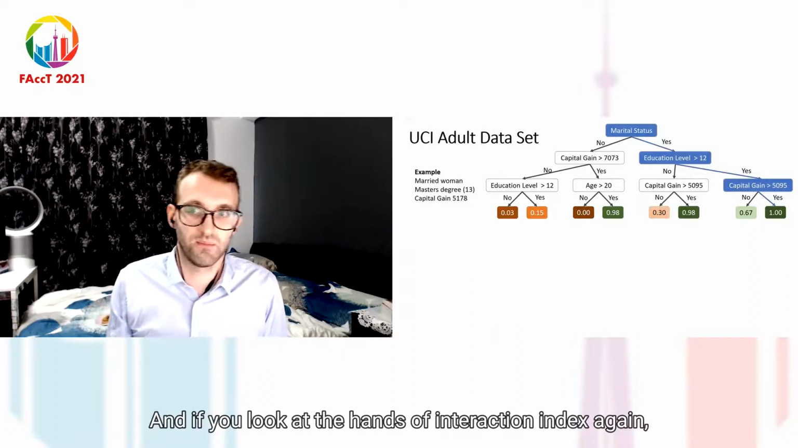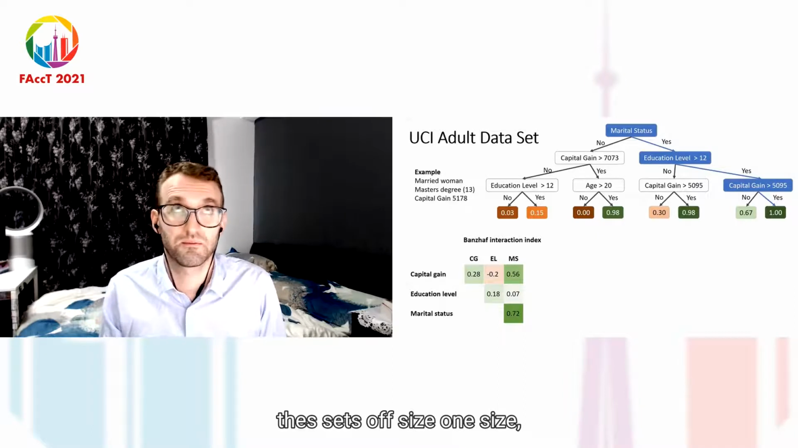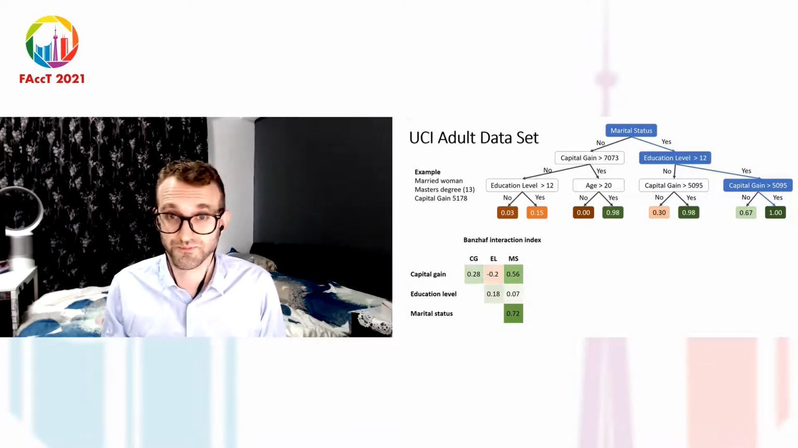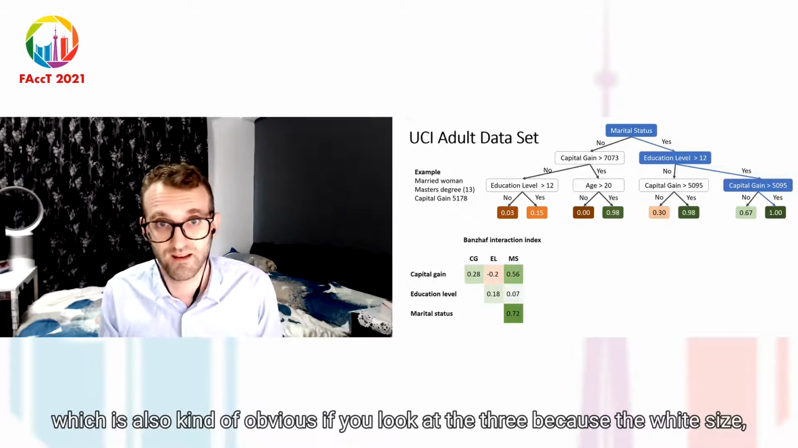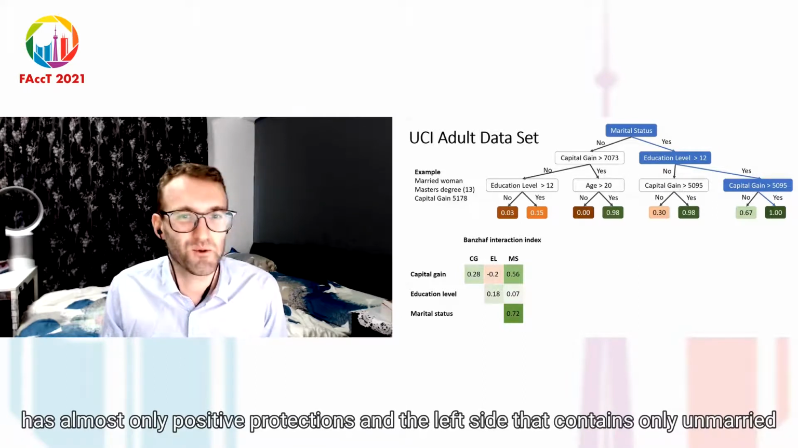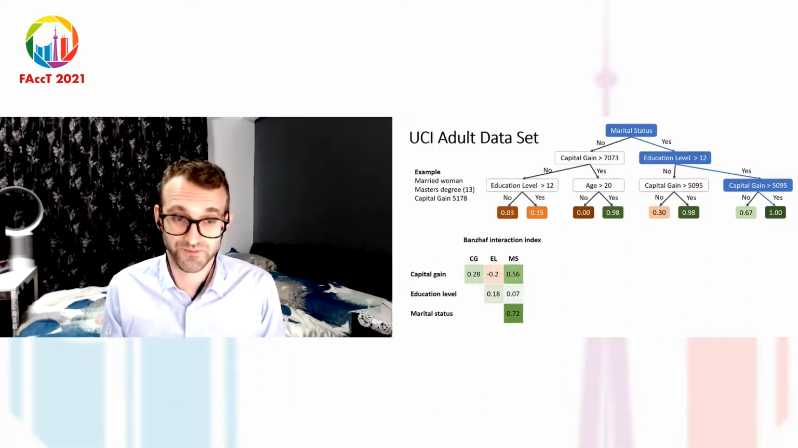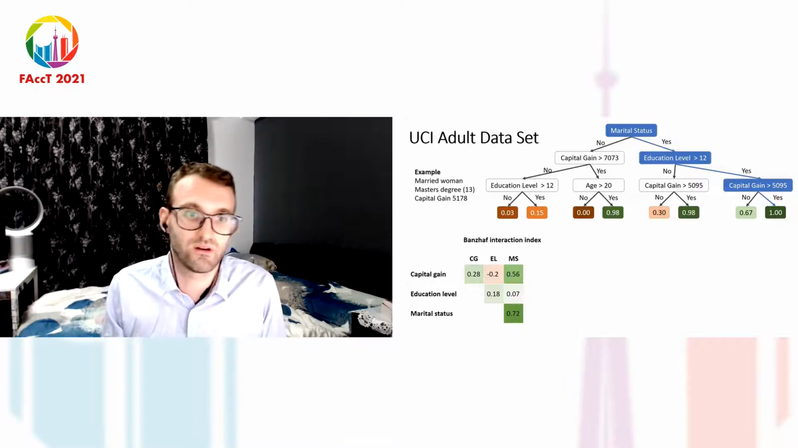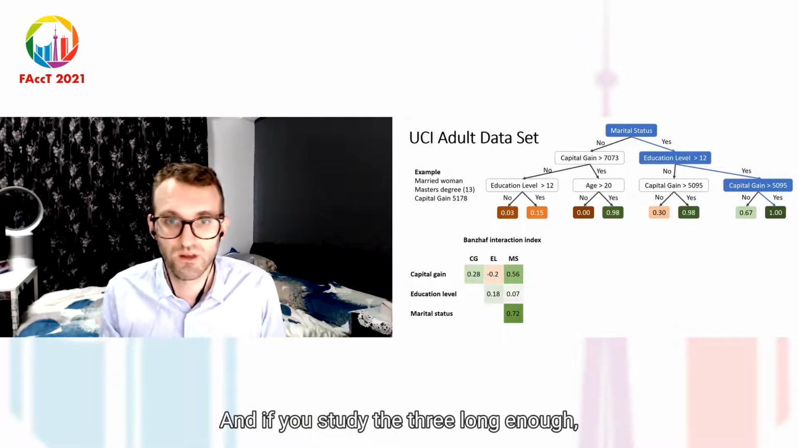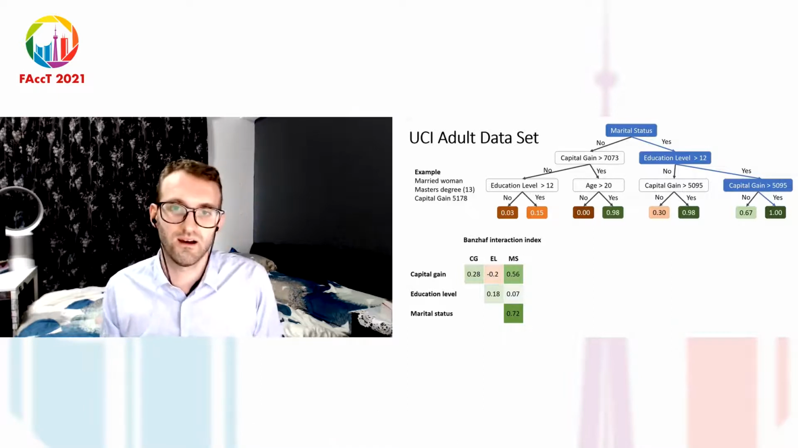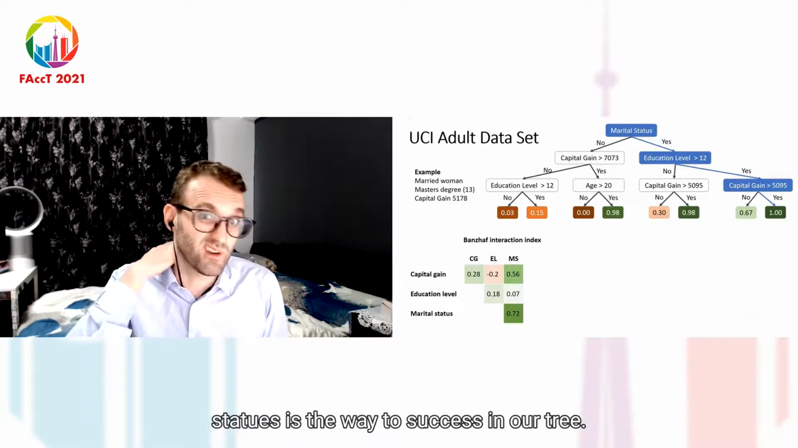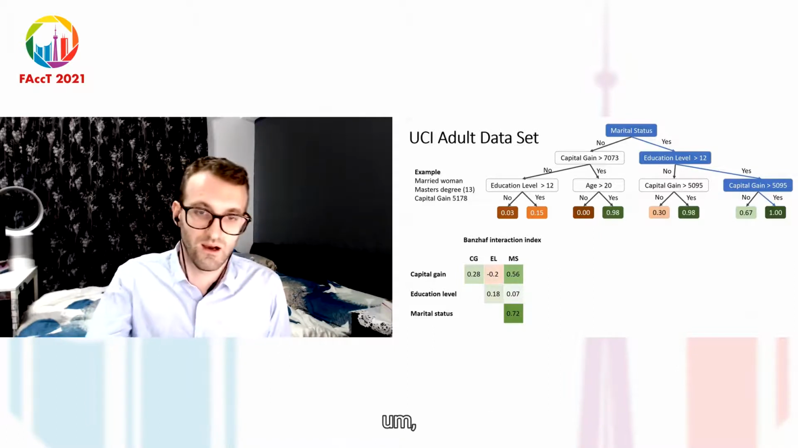If we look at the Banzhaf interaction index, again these sets of size 1 and size 2, you would see that the most influential feature is marital status, which is also kind of obvious if you look at the tree, because the right side, which includes all the people who are married, has almost only positive predictions, and the left side, which contains only unmarried people, has almost only negative predictions. So marital status is very influential. It's the root node. And the other important interaction is between capital gain and marital status. If you study the tree long enough, you realize that having both capital gain and a good marital status is the way to success in our tree. So there's a good interaction between them.